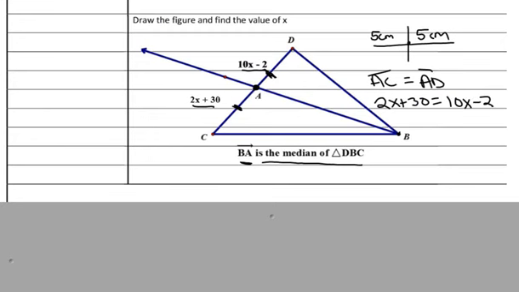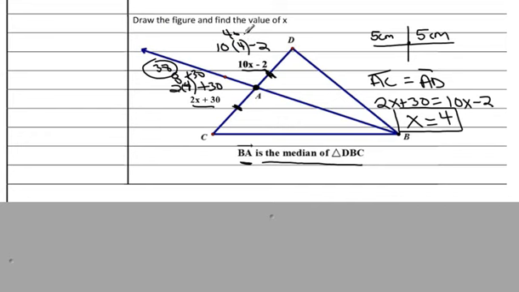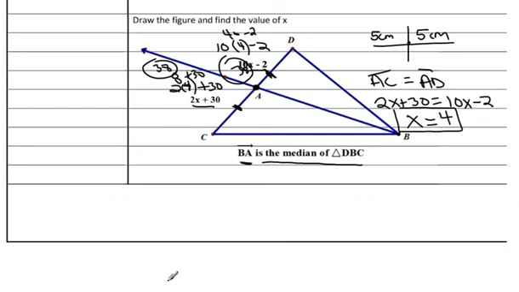Alright, go ahead and pause the video and see if you get what I get for the value of x. So we get that x is 4, and just to check our algebra, we would substitute 4 back into each expression, and we should get the same value for each segment AC and for AD. 2 times 4 would be 8, plus 30, which is going to be 38. And then 10 times 4 is 40, minus 2, which is also 38. So we know that we did our algebra correctly.